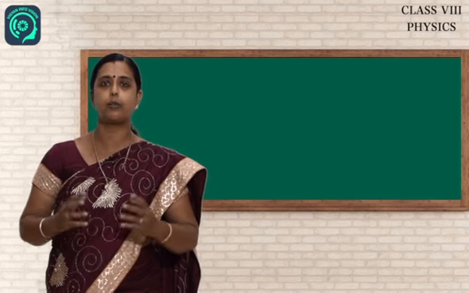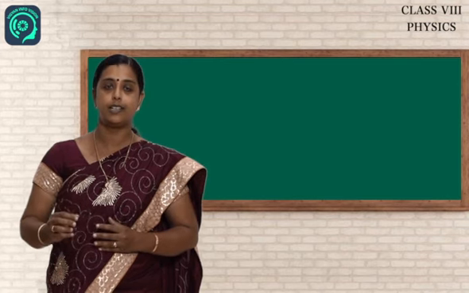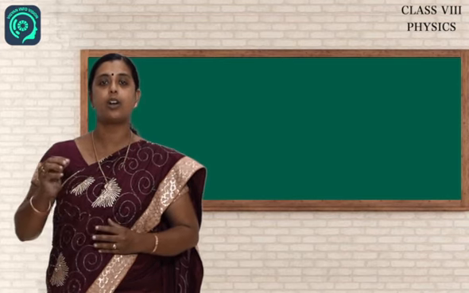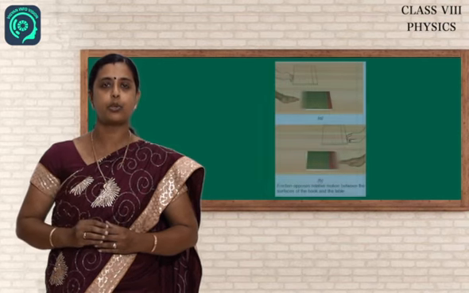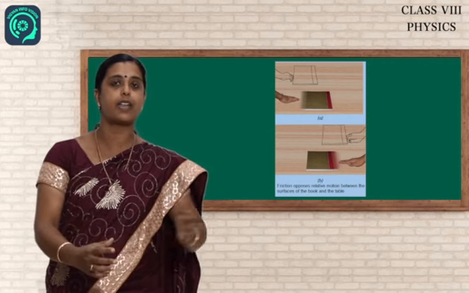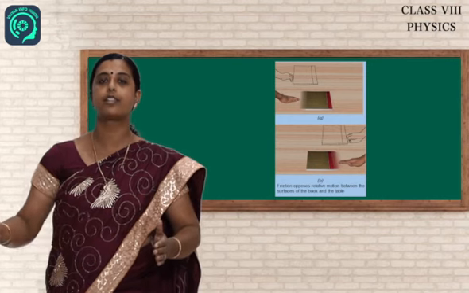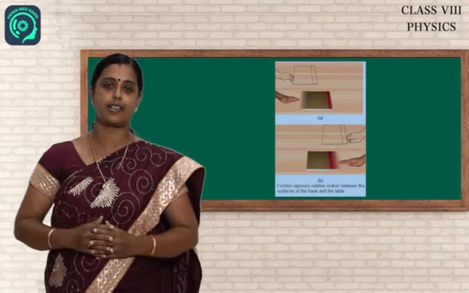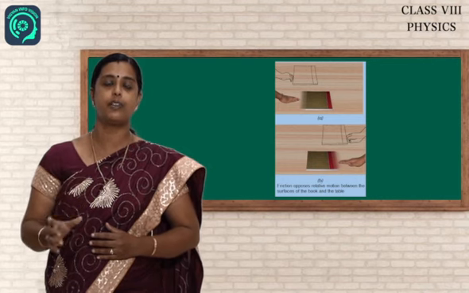First and foremost, what is friction? Friction is nothing but an opposing force. It always acts in a direction opposite to the direction of motion. I will give you an example. Suppose you want to push a book. If you push it from the right side, the frictional force will act on the left side. If you push the book from the left side, the frictional force will act on the right side. Frictional force will always act in the direction opposite to the direction of motion.